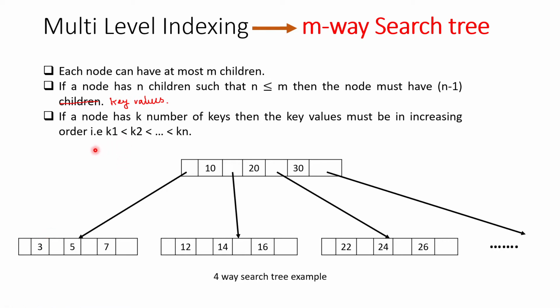And the third point is that if a node has k keys, then the key values must be in increasing order, that is k1 less than k2 less than kn. So the diagram that you can see over here is an example of a 4-way search tree, because the value of m can be anything, it depends upon the structure you are making.